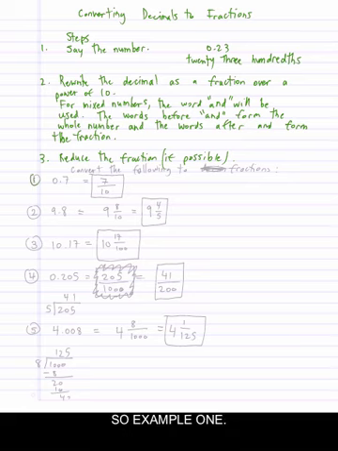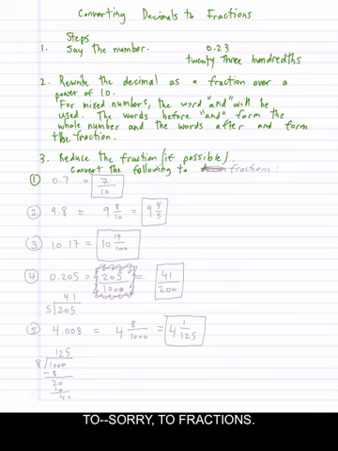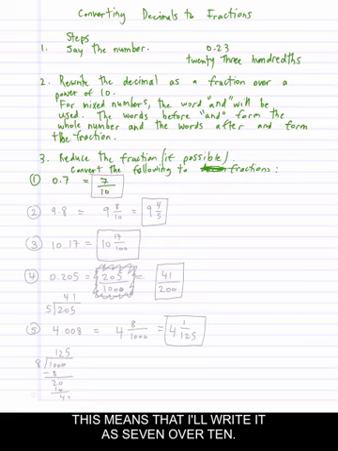So, example 1. Actually, for all of these, we're going to convert the following to fractions. So number one is 0.7. Remember, what we do is we say the number. This number is 7/10 since 7 is in the tenths place. This means that I write it as 7 over 10. Pretty standard.